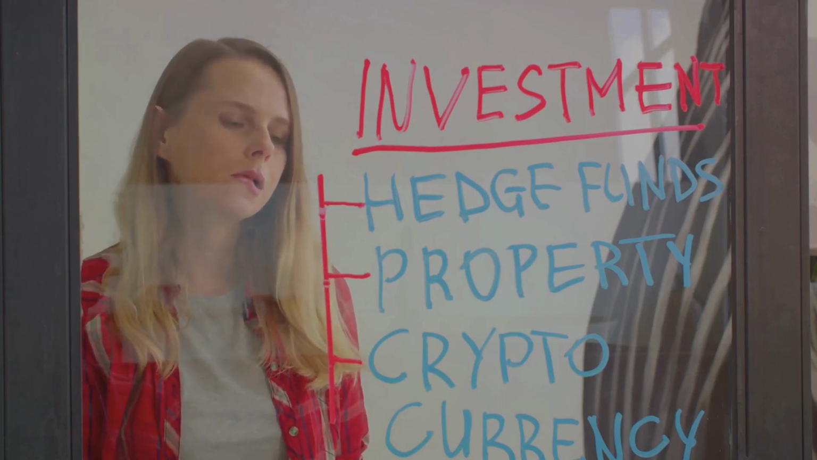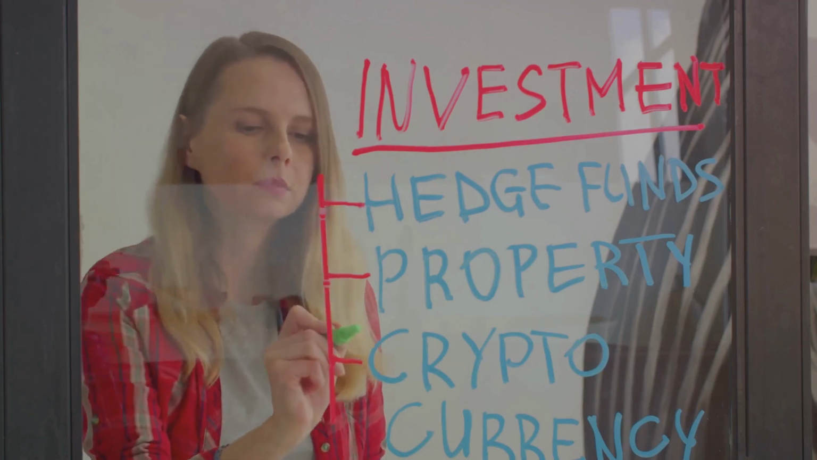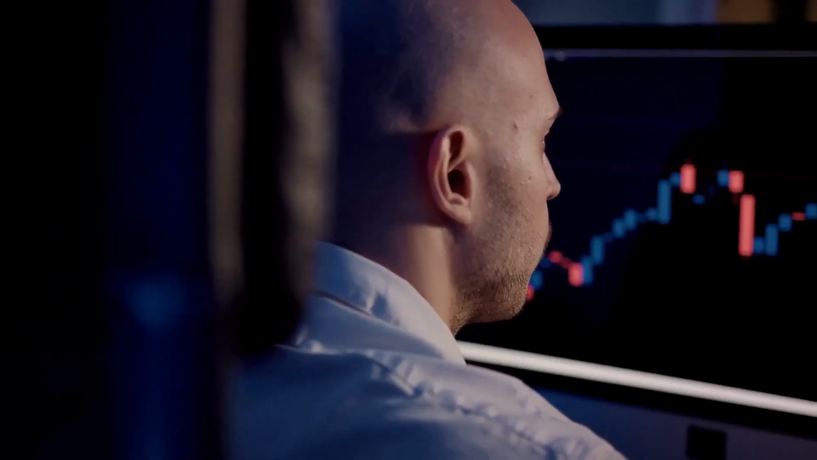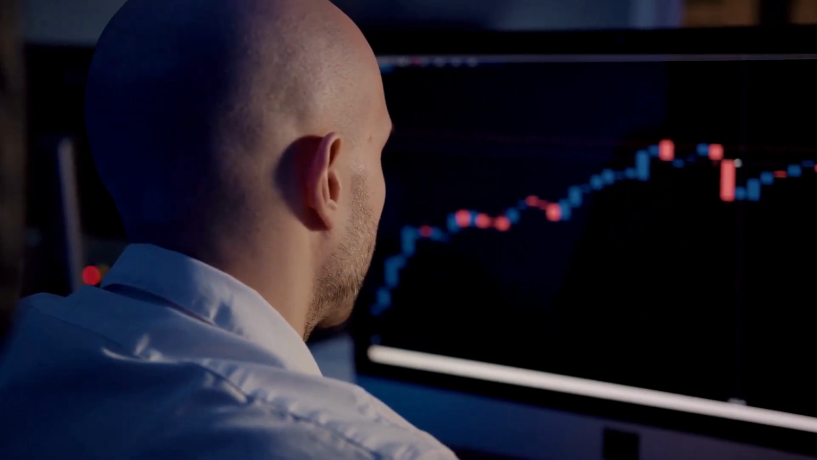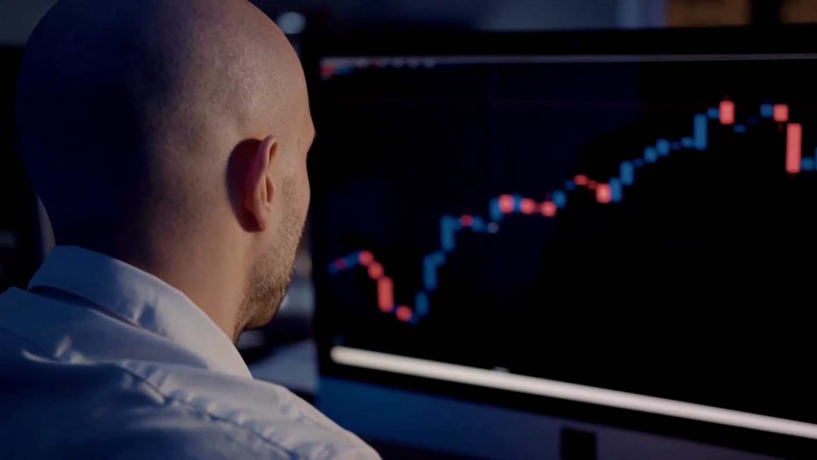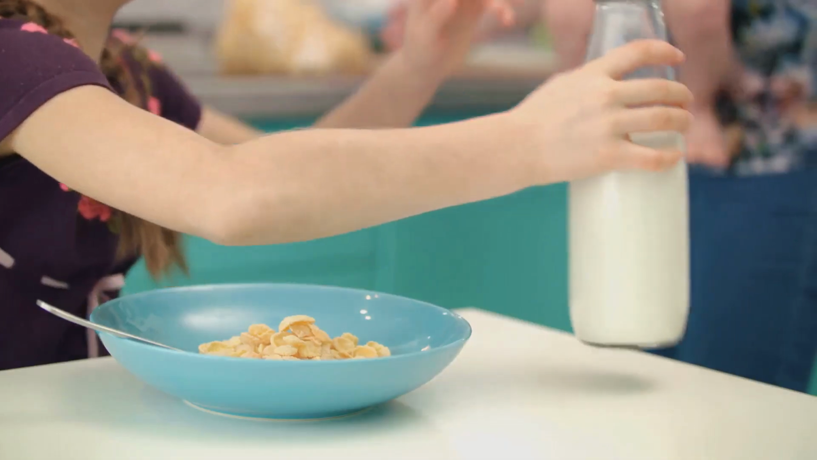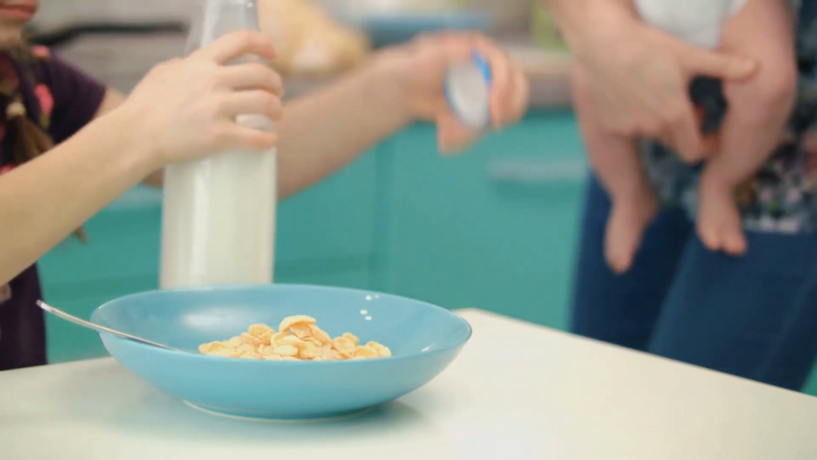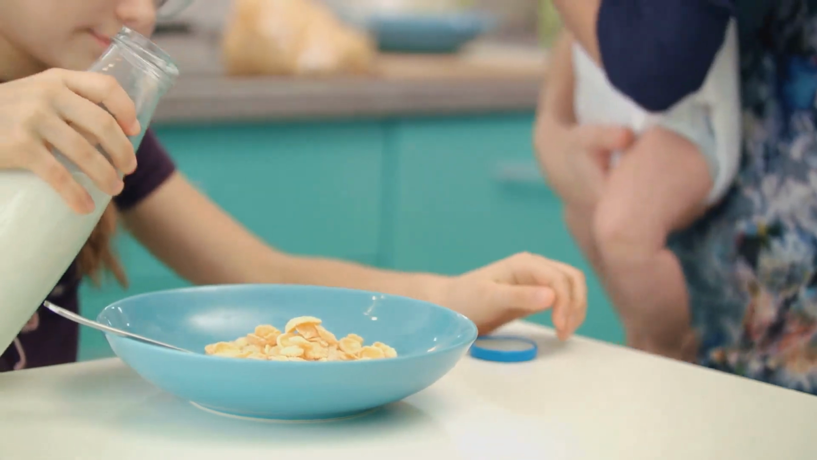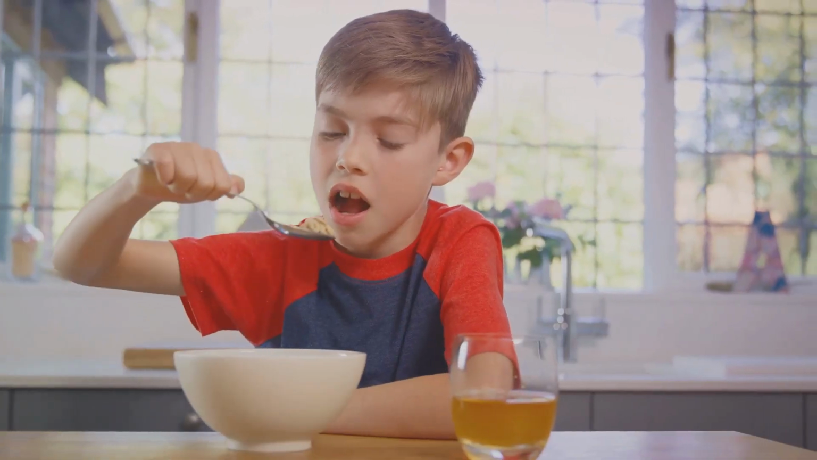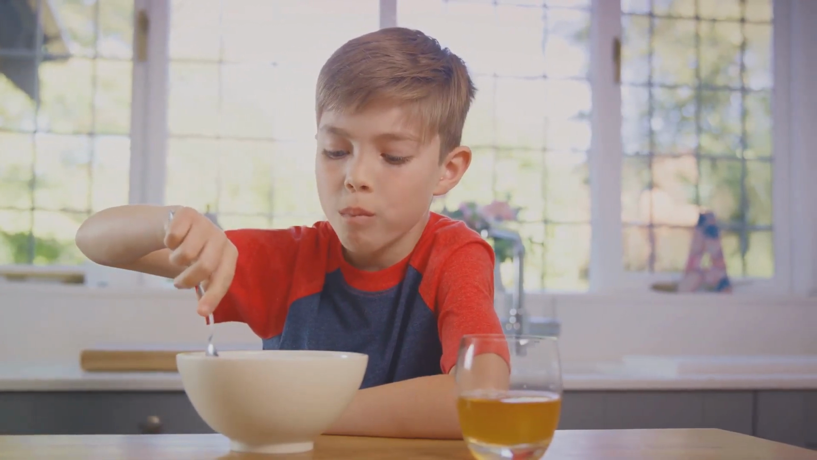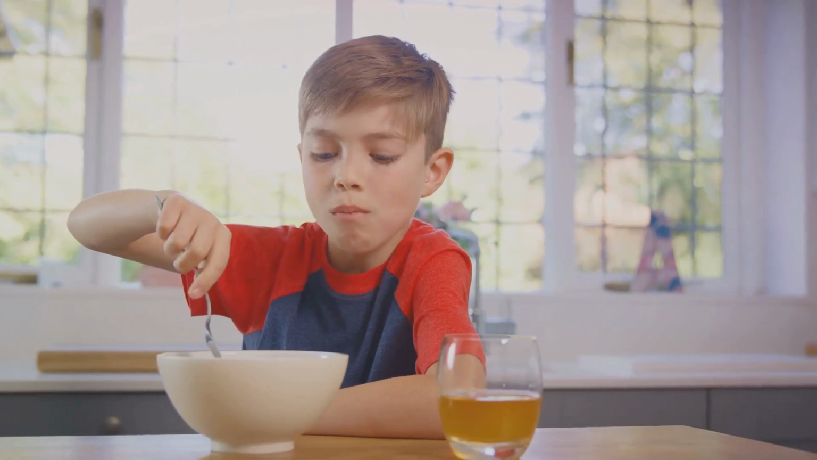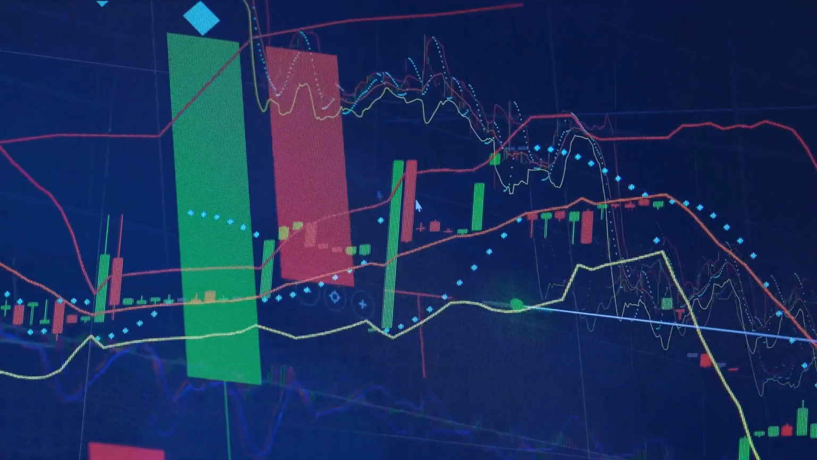In the context of investing, dollar cost averaging is a strategy where you invest a fixed amount of money in a particular investment at regular intervals, regardless of the price. This could be weekly, monthly, quarterly, you name it. The key is consistency. It's like our cereal example. When the price of the investment is high, your fixed amount will buy fewer shares. When the price is low, you'll get more shares for your money. Over time, this strategy can lower the average cost per share of your investment.